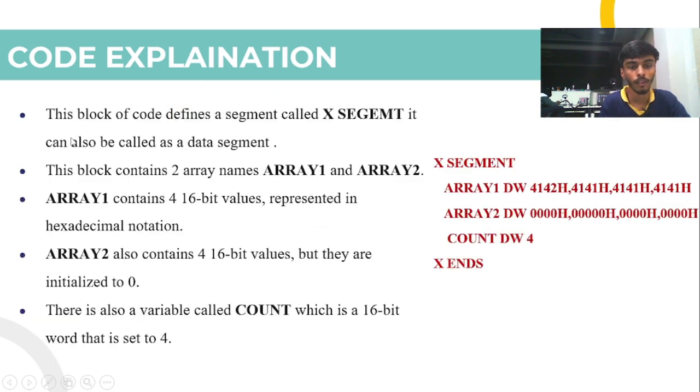This block of code defines the segment called X segment. It can also be called the data segment. This block contains two arrays named array1 and array2. Array1 contains four 16-bit values represented in hexadecimal notation. Array2 also contains four 16-bit values, but they are initialized to 0. There is also a variable called count, which is a 16-bit word that is set to 0.